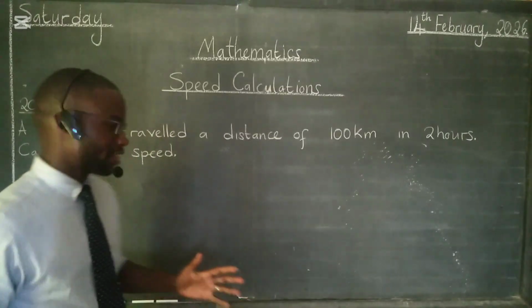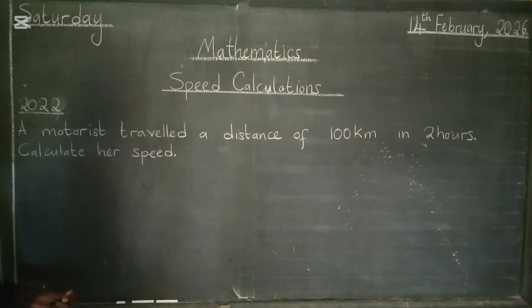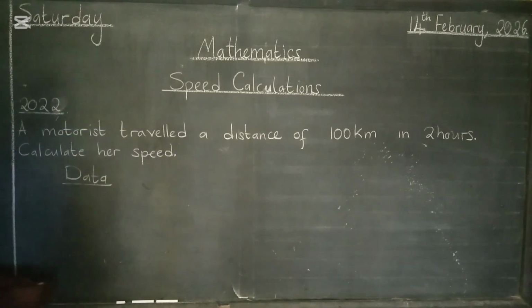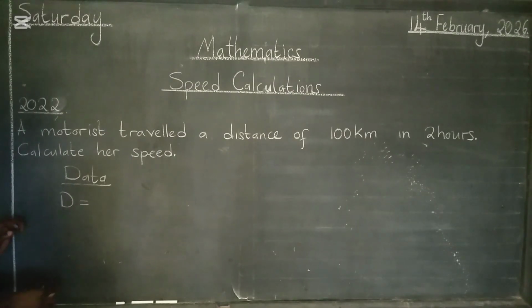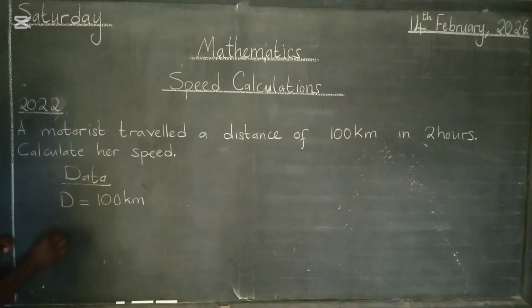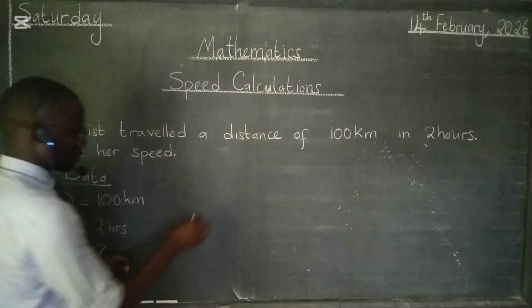The 2022 question looks like this. A motorist traveled a distance of 100 kilometers in 2 hours. Calculate her speed. As usual, we are going to start with collecting the data. Then, what do we have? Distance is equal to 100 kilometers and the time is 2 HRS. Then S for speed, we don't know.